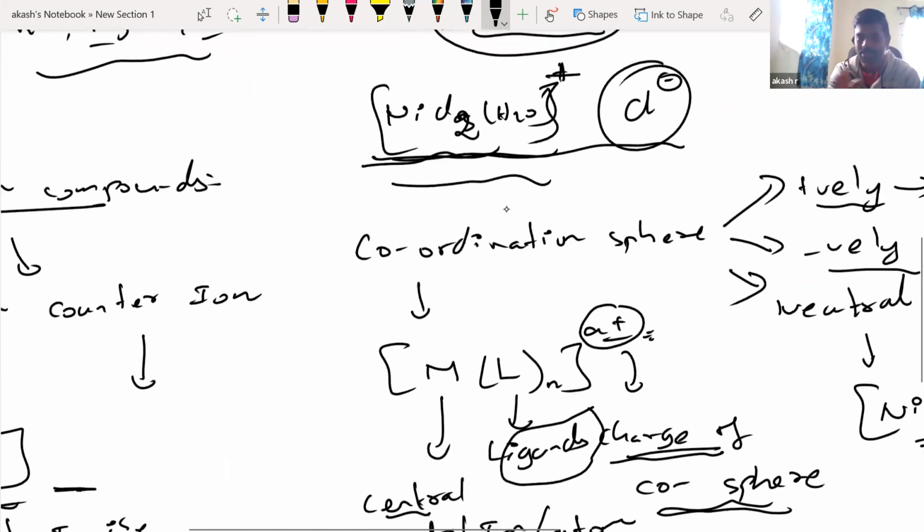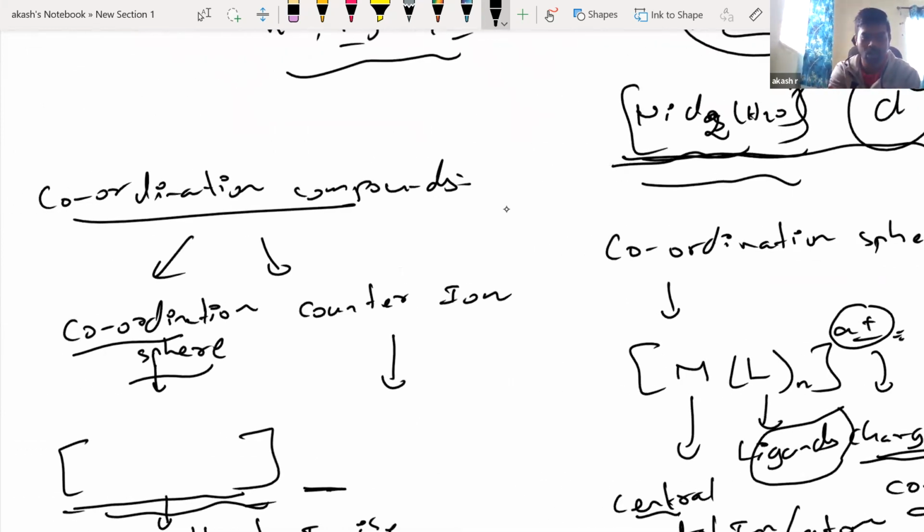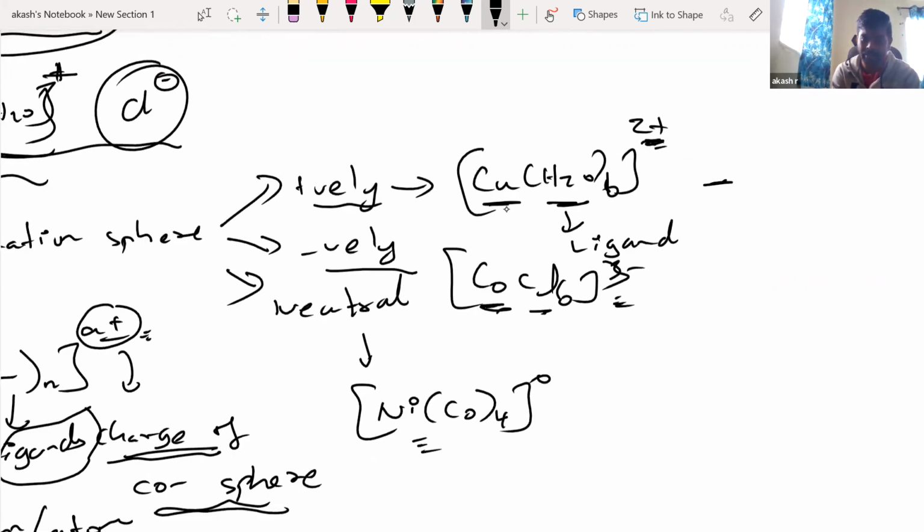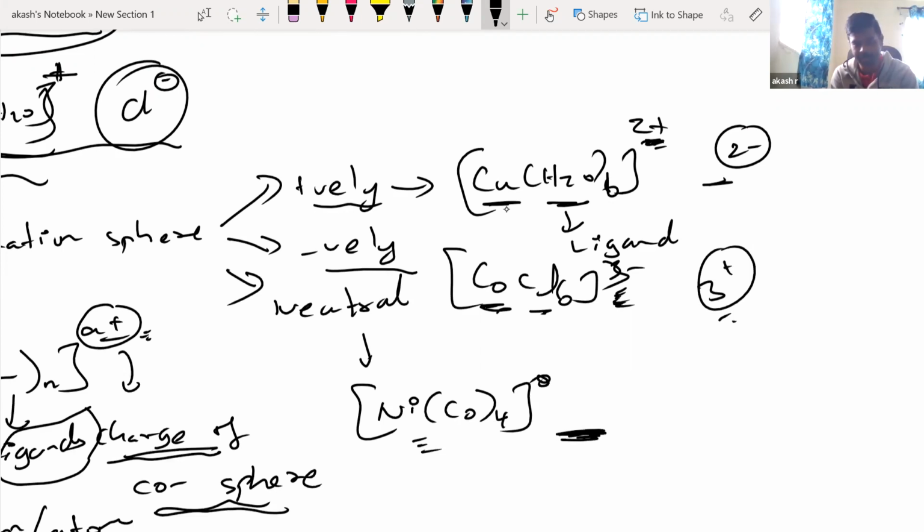These are the basic things. This is the overall picture of how a coordination compound looks. Obviously if you have a 2+ here, I need to have something outside with a charge of 2-, and if you have a 3+, I need something outside to have a charge of 3+. But in the neutral case there need not be any counter ion, because already the charge is 0 and we don't have anything to counter it. Depending on the charge on the coordination sphere, the counter ion outside should possess the same magnitude but opposite charge. I hope that makes sense to you.